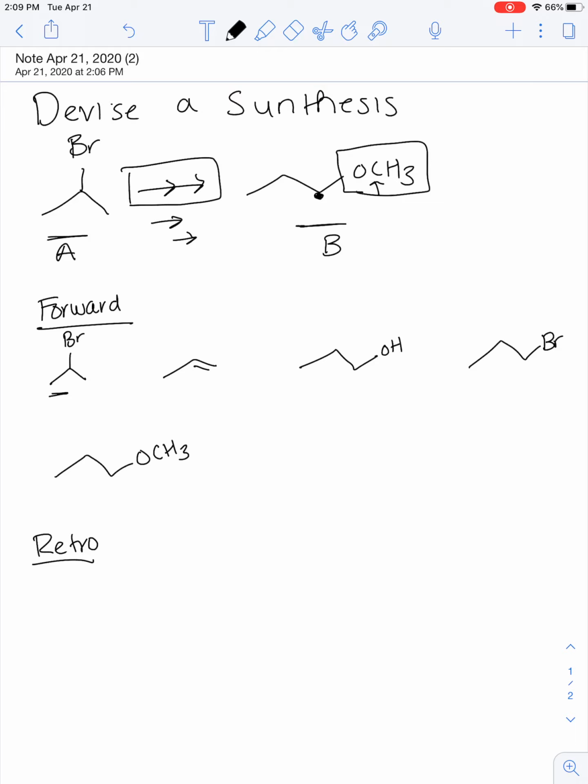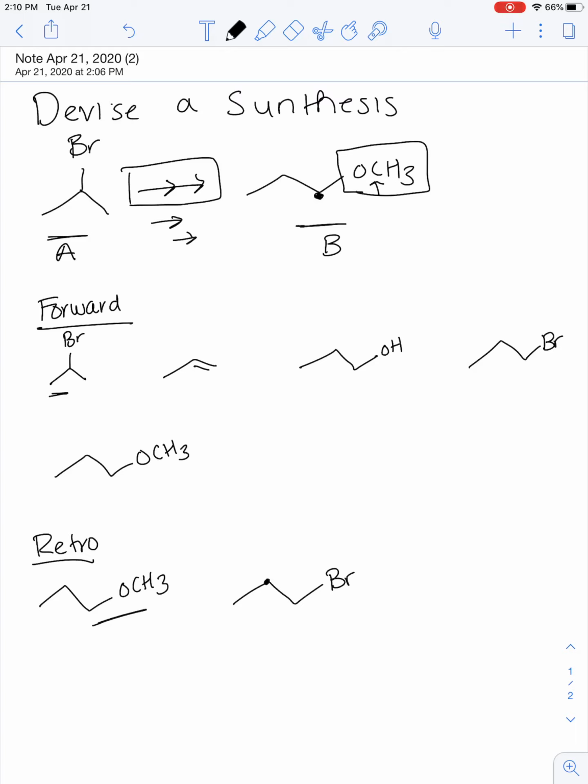If you have the retro direction, you're thinking backwards, so you're going to start with your product. I personally think retro's easier, but again, it's all in your thought process. So let's think, how can we get that OCH3 on there? We would need some good leaving group. It could be bromine, chlorine, or iodide, it doesn't matter. Again, you may have a different thought process for these types of reactions. Once we have bromine on there, we have to think, how can we get a bromine in this position here? We would have to form a double bond somehow.